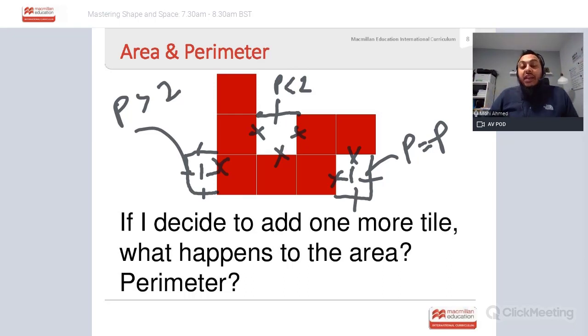So investigational questions like this really help children to explore and to figure out that perimeter and area are two different things. Something can decrease in this case, right? Perimeter can decrease if I add another tile, but the area increases if I add another tile.